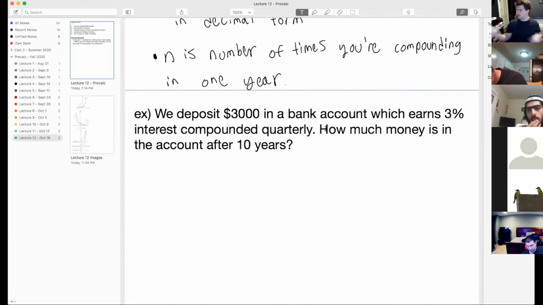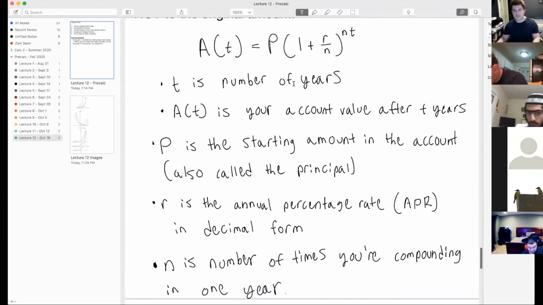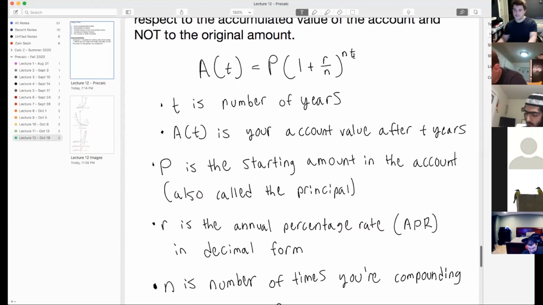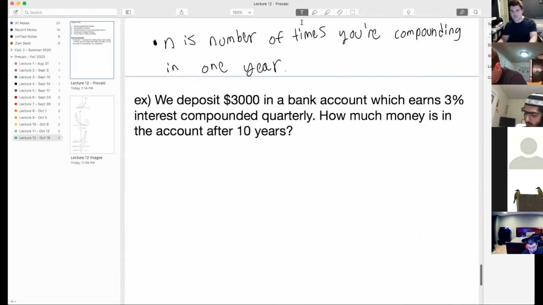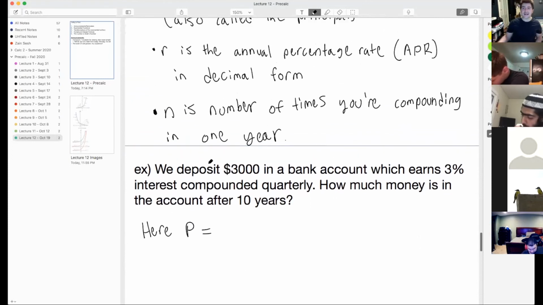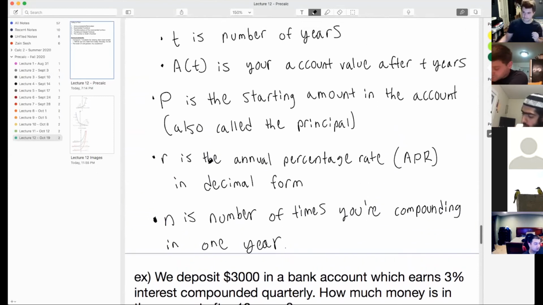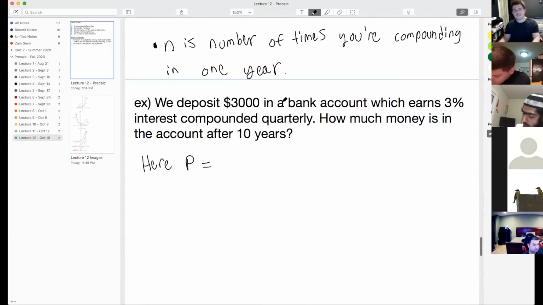All right, so let's use the formula. For the formula, we need a few pieces of data. We need P, R, N, and T. So let's list what each of those things are. P equals what? P is the amount of money that you deposit into the account initially. It's how much you put in at the start. So that's going to be 3,000 in this case.